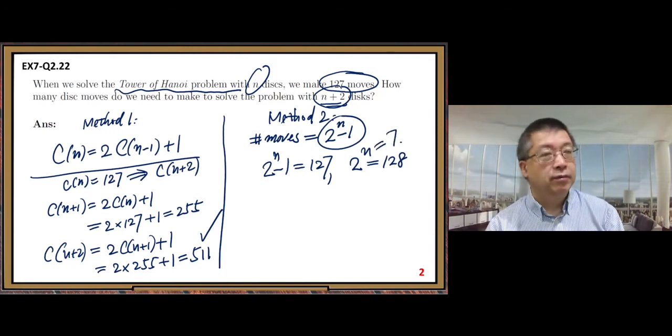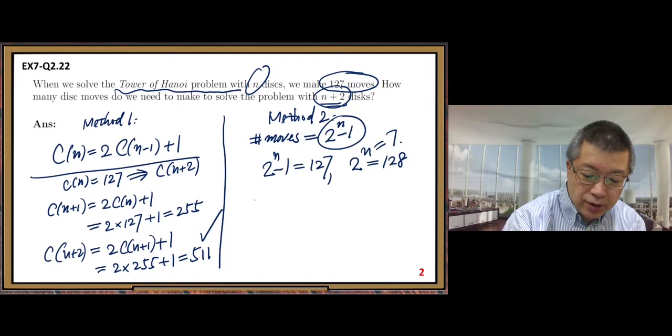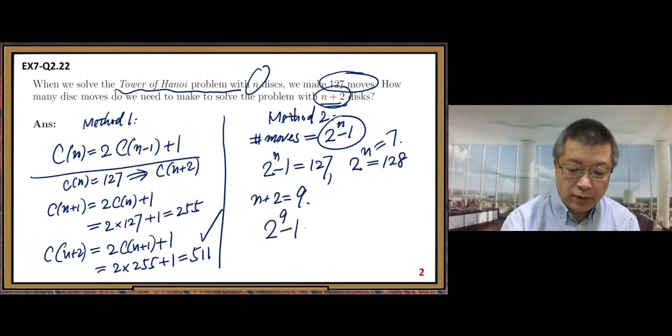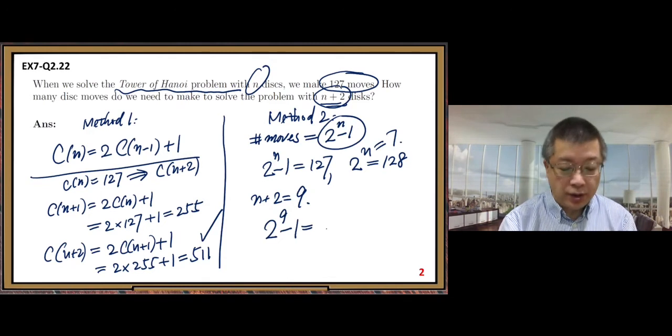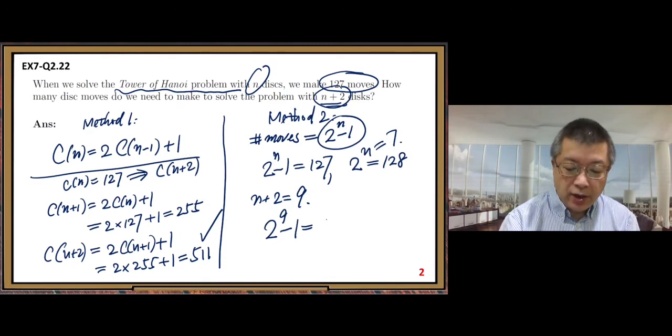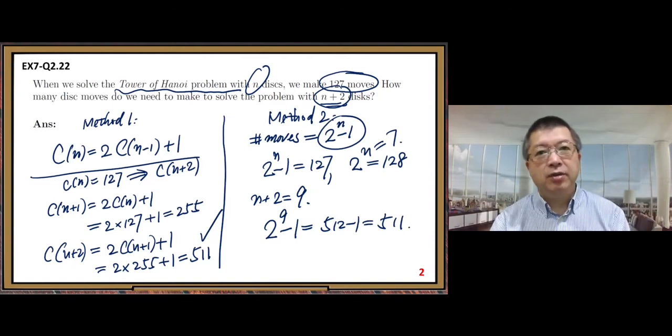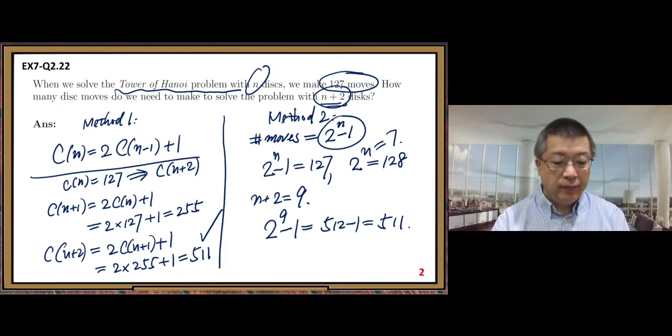What's this n? n equals 7, right? 2 to the 7 equals 128, okay? So n plus 2 equals 9, right? So next, 2 to the 9 minus 1. That's the number of moves for n plus 2 disks. So 512 minus 1, still 511. You can see these two methods, both we can find the solution. So that's the second question.